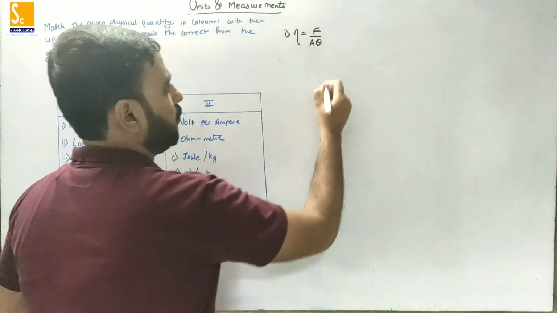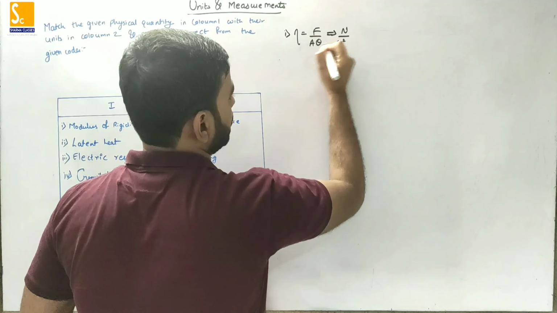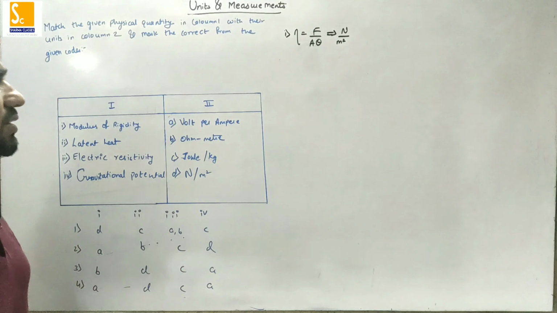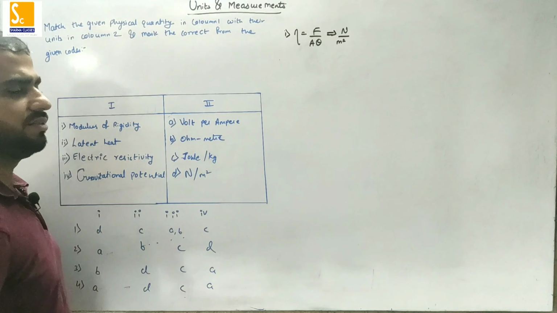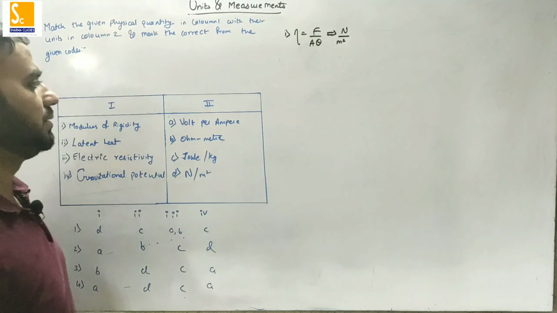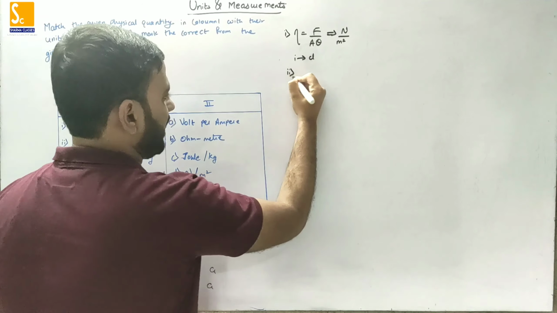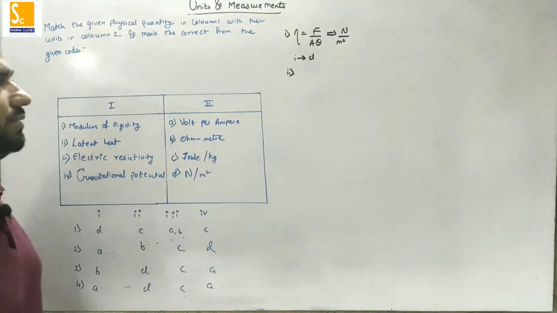What is the SI unit of force? SI unit of force is Newton. SI unit of area is meter square. So we got the answer as Newton per meter square, as theta has no SI unit. Okay, so the first answer is Newton per meter square, option D. So I will write down first answer is D. Let's go for the second physical quantity, that is latent heat.